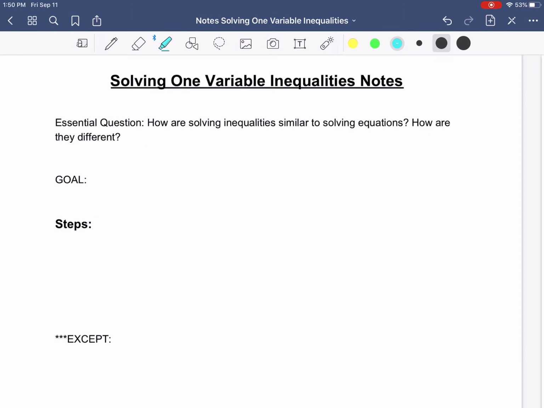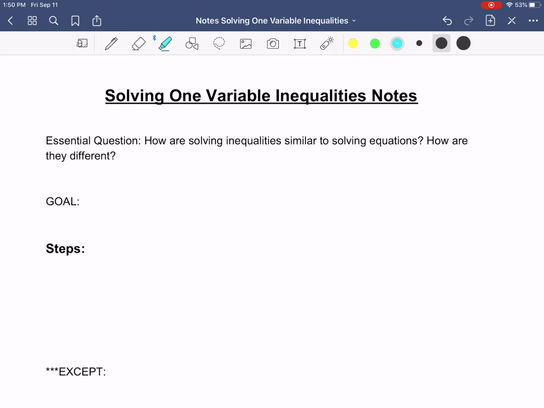Again, I did upload a PDF of this. Other than that, you're just going to go ahead and handwrite these. So you're just going to handwrite on a piece of paper. You can title it Solving One Variable Inequality Notes. You do not need to write out the essential question. This is already going to be on the slides presentation.